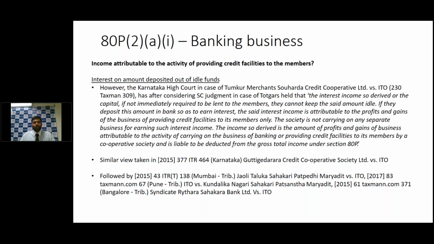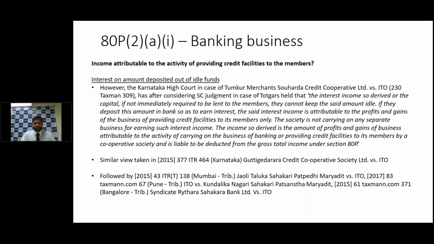The Totagar Supreme Court judgment also deals with the case where a surplus fund of a cooperative credit society has been invested somewhere and interest has been received therefrom. They were dealing with both situations, 80P(2)(a)(i) and 80P(2)(a)(iii). In either of the scenarios, the Supreme Court says that it is chargeable under income from other sources and therefore not eligible for deduction under section 80P. Following the Karnataka High Court judgments, there are three tribunal judgments, Mumbai Tribunal, Pune Tribunal and Bangalore Tribunal, which have held that 80P(2)(a)(i) deduction is eligible in respect of interest income derived from capital which was idle and deposited somewhere so as to earn interest.